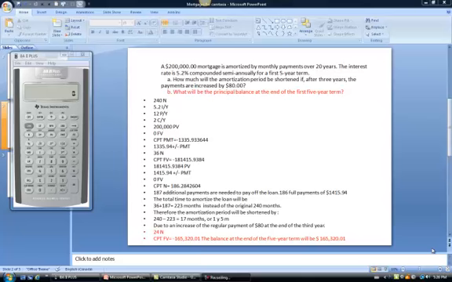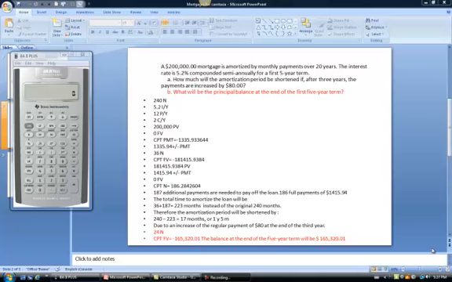A $200,000 mortgage is amortized by monthly payments over 20 years. The interest rate is 5.2% compounded semi-annually for a first 5-year term. How much will the amortization period be shortened if, after 3 years, the payments are increased by $80? And what will be the principal balance at the end of the first 5-year term?